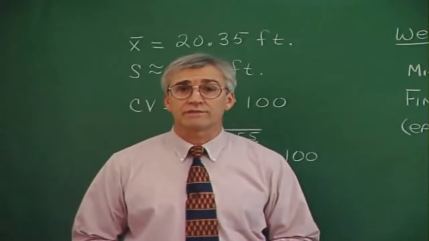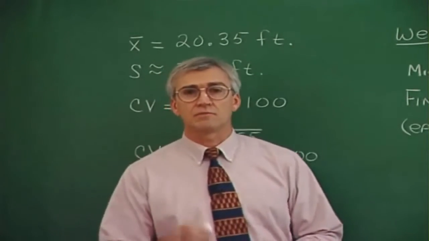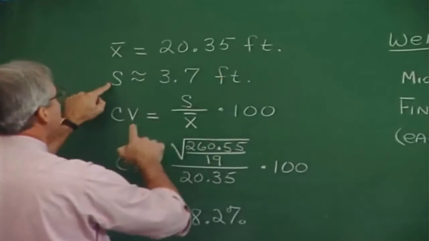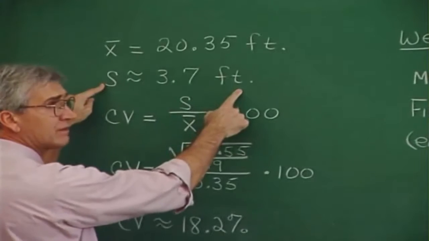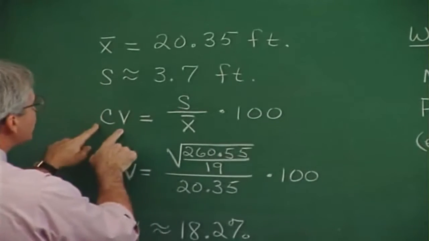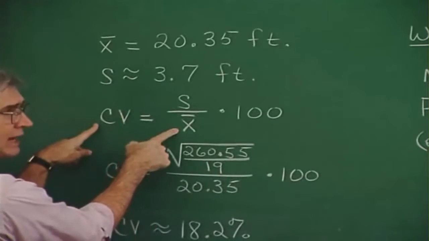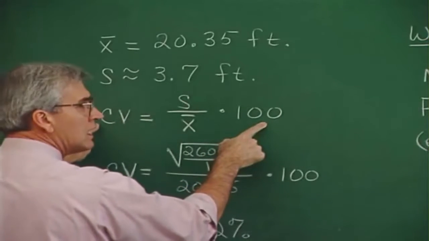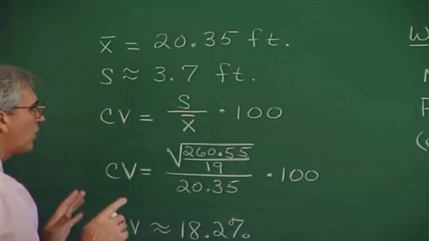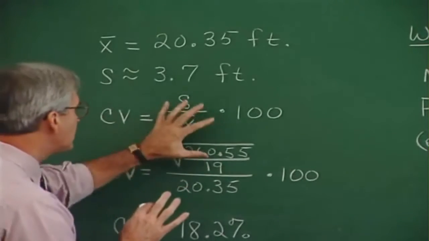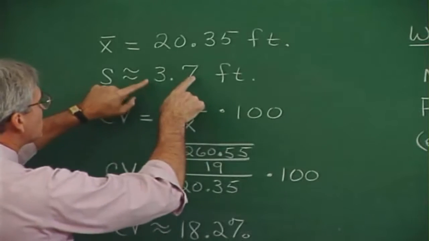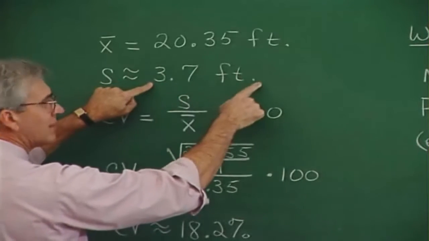Let's calculate the coefficient of variation on the last problem. Recall that the mean was 20.35 feet and the standard deviation approximately 3.7 feet. The CV is S over x bar, standard deviation over the mean, times 100. I'm showing this problem because I want to emphasize accuracy in this kind of calculation.